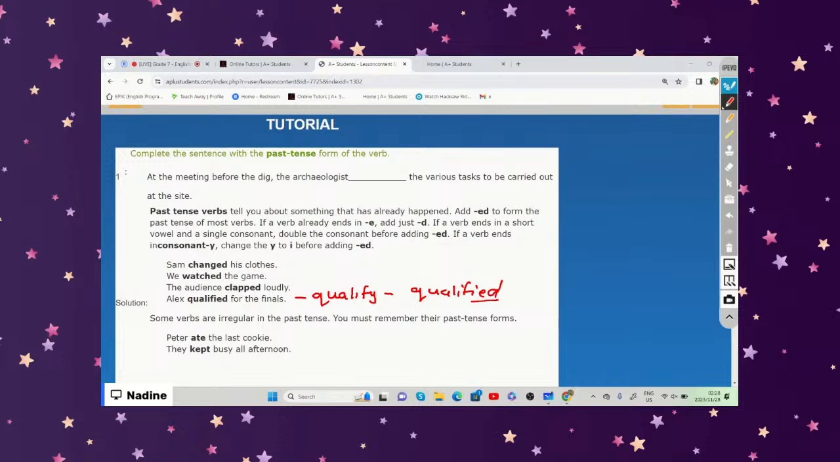And we said some verbs are irregular, right? Meaning that they do not follow any rules. You're just going to have to remember the past tense form of that verb. For example, ate. Peter ate the last cookie, right? And that is in the past. Eat is the present, and ate is in the past. They keep busy all afternoon, and in the past tense, they kept busy all afternoon.